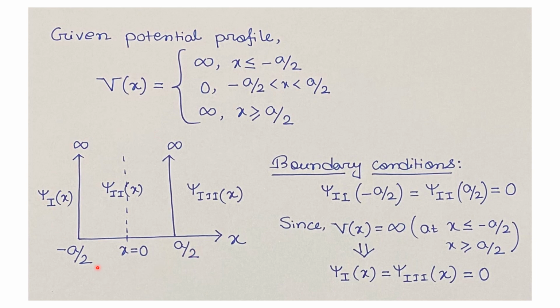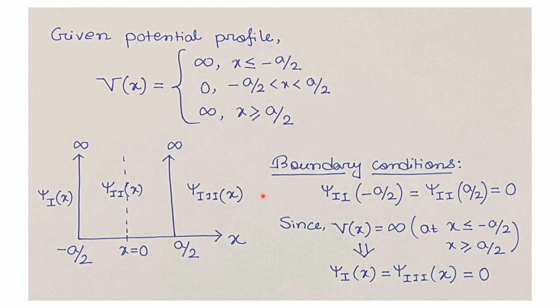Now we will consider the wave function for the particle in this given potential profile as psi 1 of x in region 1, that is for x less than or equal to minus a by 2, psi 2 as a function of x in this region, that is x greater than minus a by 2 but less than a by 2, and in the third region the wave function is psi 3 of x, that is in the region x greater than or equal to a by 2.